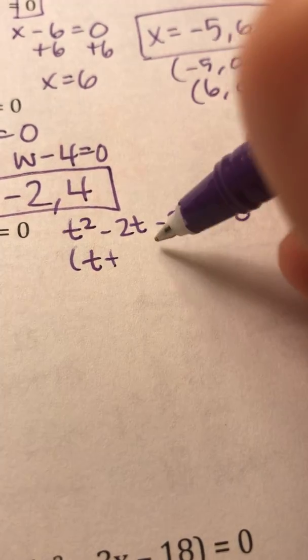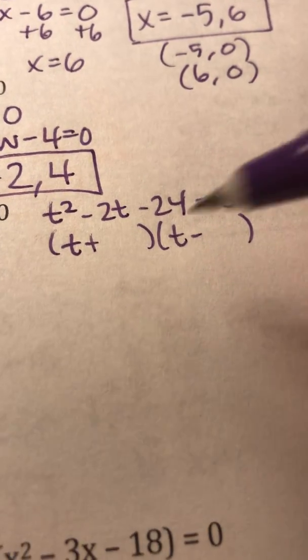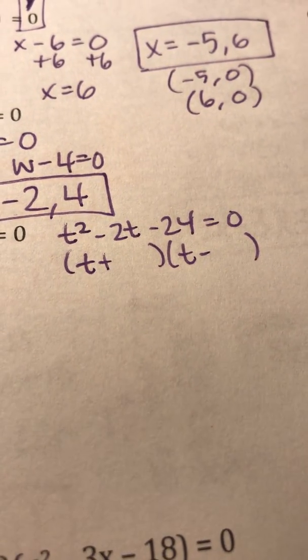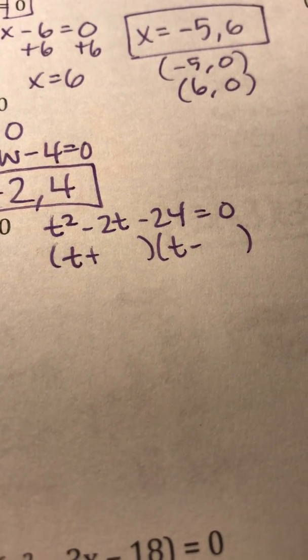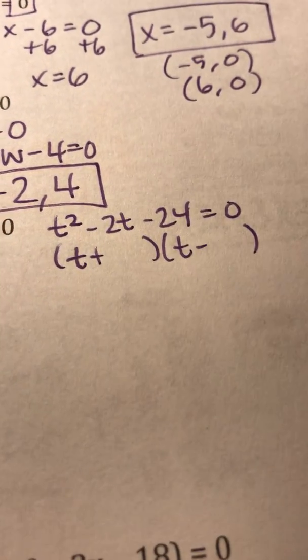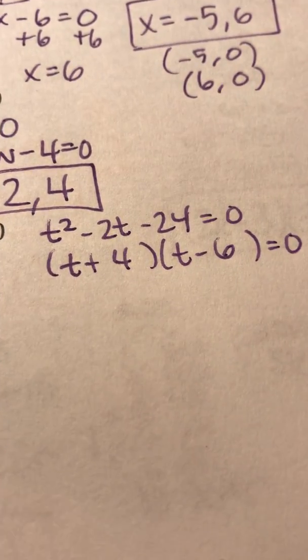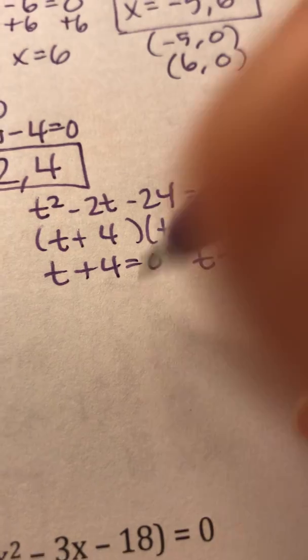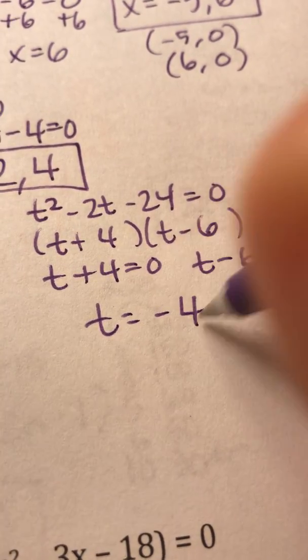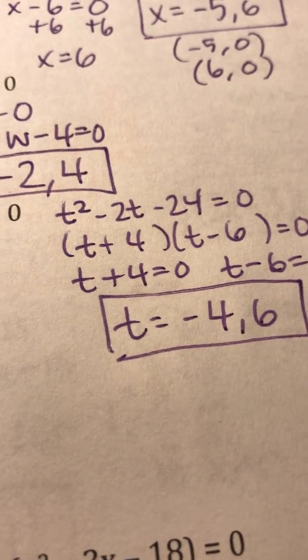So I know that I have to have a positive and a negative here. My product is 24, so I'm thinking of factors of 24 that have a difference of 2, and I know that that's 6 and 4. So we have a negative 6 and a positive 4 equals 0. Now if I set these equal to 0, t plus 4 equals 0, t minus 6 equals 0. So t equals negative 4 and positive 6.